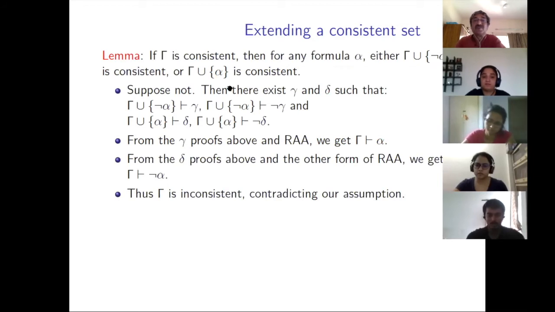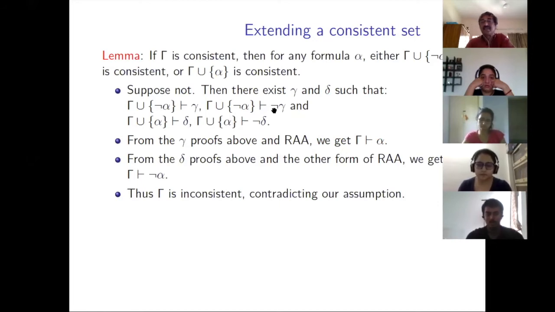Here is a proof. Suppose not. That means gamma union negation alpha is inconsistent, and gamma union alpha is inconsistent. By definition of inconsistent, I can get a contradiction. From gamma union negation alpha, I can derive a little gamma as well as I can derive a negation gamma. Gamma union alpha is inconsistent, so I can derive delta as well as not delta. Now, from the gamma proofs, use RAA and you will get alpha.